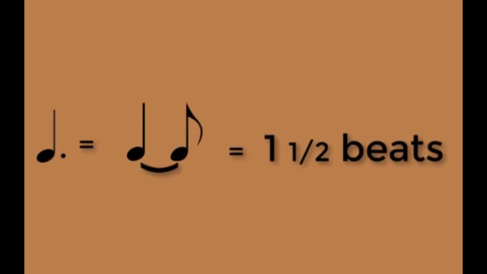If I want a quarter note to last longer, and I put a dot next to that quarter note, it lasts the value of that quarter note plus half of a quarter note. What's half of a quarter note? Oh yeah, an 8th note. A dotted quarter note is the same as if a quarter note and an 8th note were tied together.